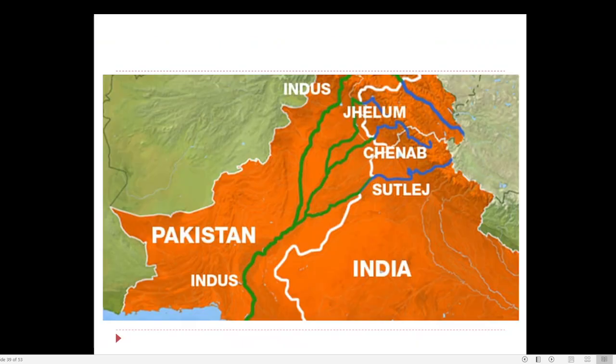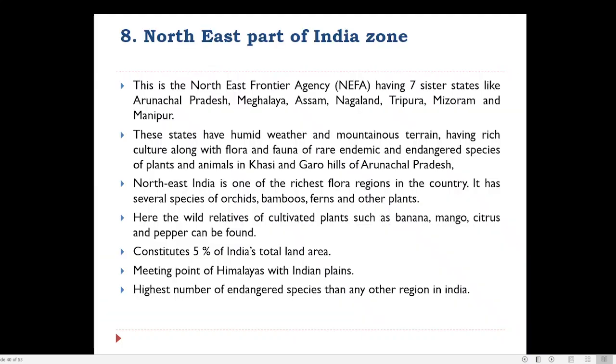This is again another map of the Punjab. Then another is the northeast part of India. So the northeast part of India has around 7 states: Arunachal Pradesh, Meghalaya, Assam, Nagaland, Tripura, Mizoram and Manipur. And the importance of these states is that they have a high diversity of plants as well as animals.